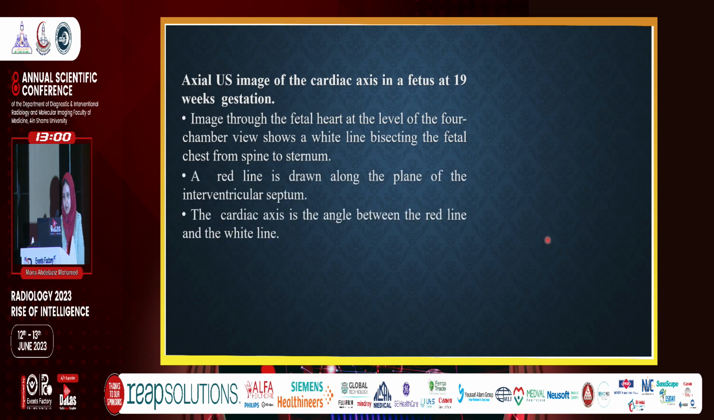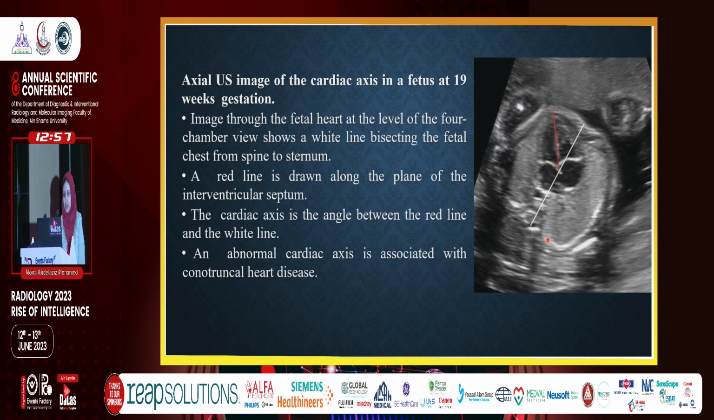This is an axial ultrasound image that shows the cardiac axis at 19 weeks gestation at a four-chamber view, which we'll talk about later. To determine the cardiac axis, we should draw two lines: the previously mentioned white line that bisects the fetal chest from the spine to the sternum and passes through the right ventricle and the left atrium, and another red line passing through the plane of the interventricular septum. The cardiac axis becomes the angle between these two lines. Any abnormal cardiac axis is usually associated with conotruncal heart diseases.